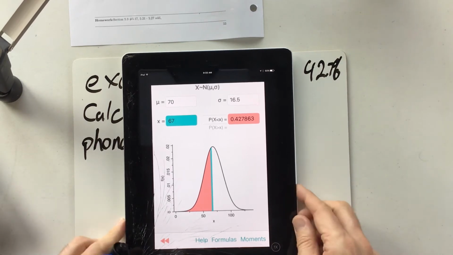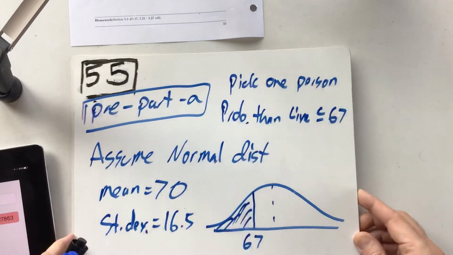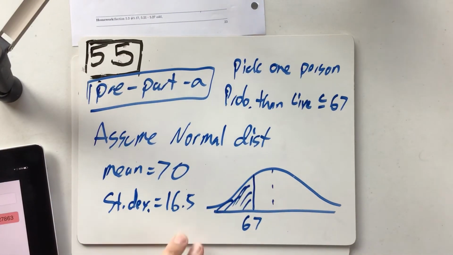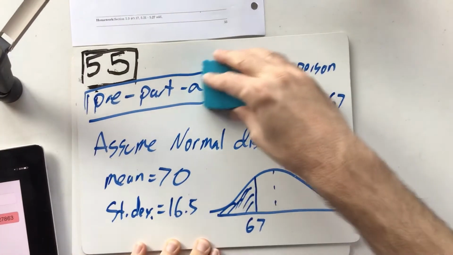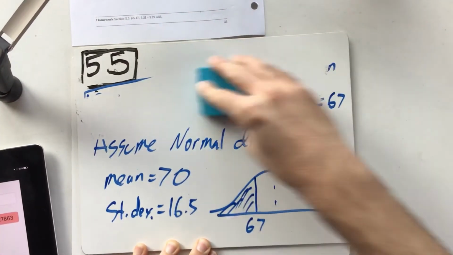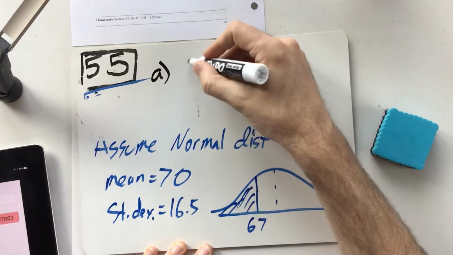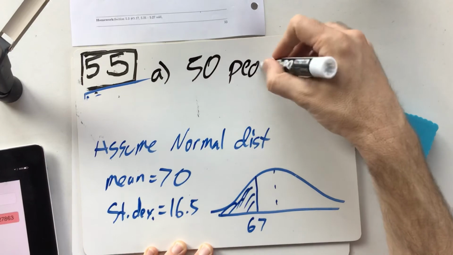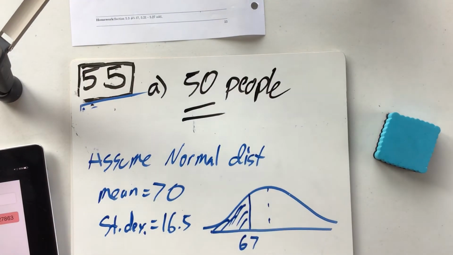But the question that we want to ask, which is the question on part A, is not what if you pick one person. So let me erase this. The question for part A says, well, what if you had 50 people? What is the probability that those 50 people have an average lifespan lower than 67? Well, how do we do this?